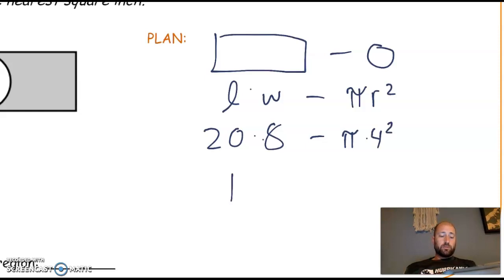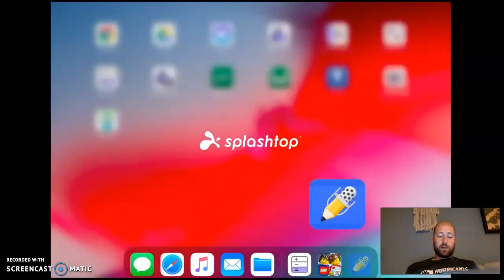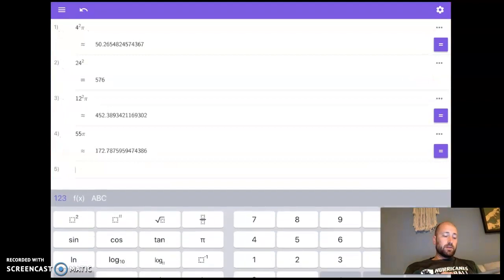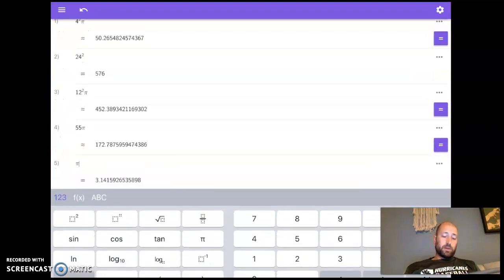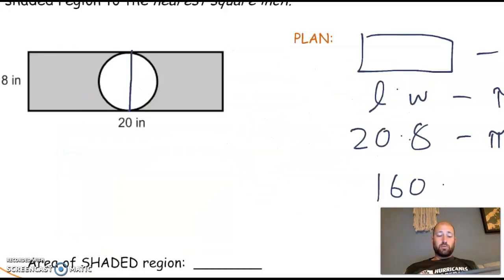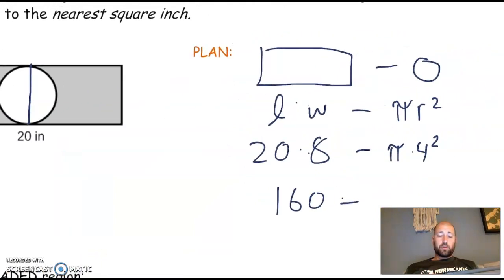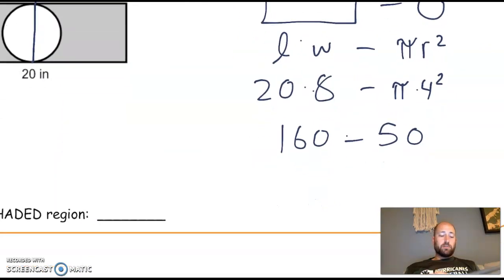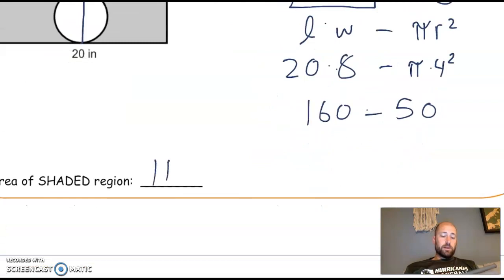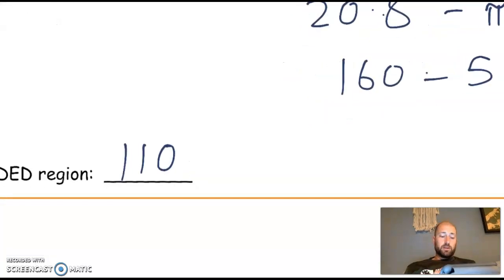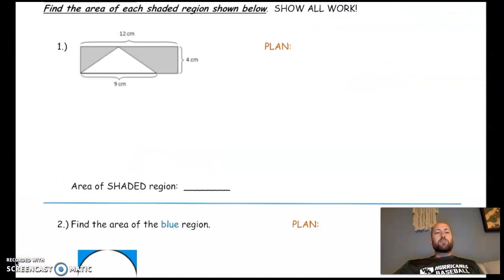Okay, so this is 160. I don't know what pi times 4 squared is off the top of my head. So pi times 4 squared is 50.26, which we're just going to round to the nearest whole number. 50.26 rounds to 50. So 160 minus 50, my shaded region rounded to the nearest whole number is 110, in this case, inches squared. I'm going to do these next 3 problems with you, and then you're going to do a couple on your own.